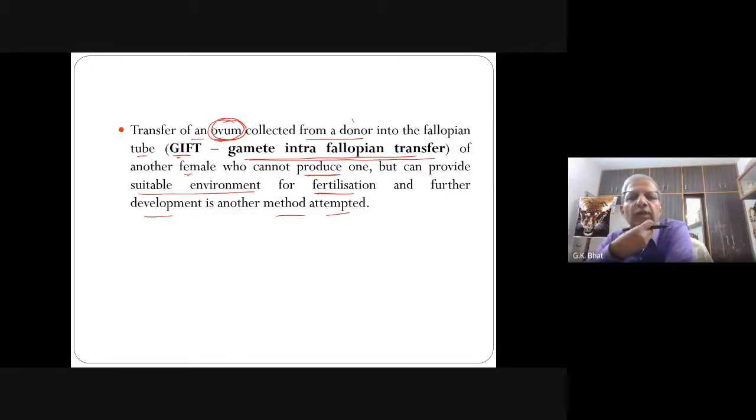I hope it is clear to you. Here the problem is that the woman is not in a position to produce her own ovum, but in all other respects she is perfect. So some other woman's ovum is brought and put into her oviduct, made to get fertilized by her husband's sperm. Later, after fertilization, her uterus is perfect to bear the pregnancy. So this is another method attempted. I hope you have understood. Clear? Have you understood? Yes, sir.